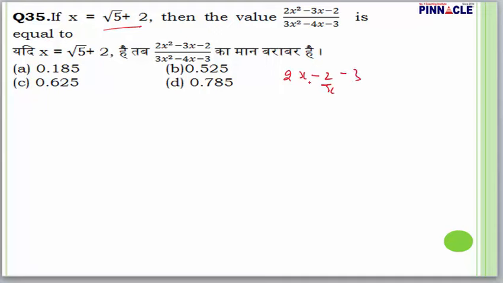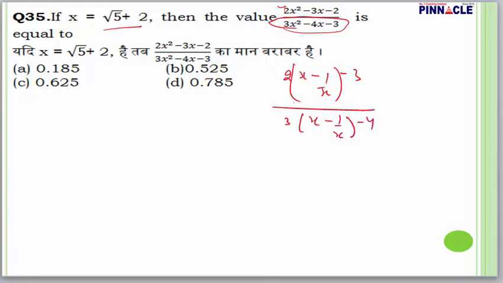And minus 3, because minus 3 by x we will have, or you can take x common here, then we will have 2, like this. Now this would be equal to this, and again divide this expression by x, then this is equal to minus 3, then 3 you can take common, x minus 1 by x, and minus 4. We have simplified this expression in this format.